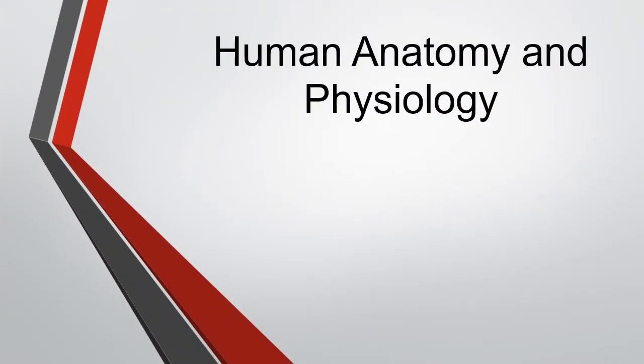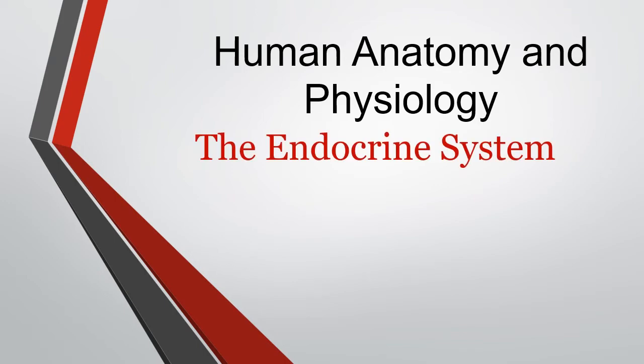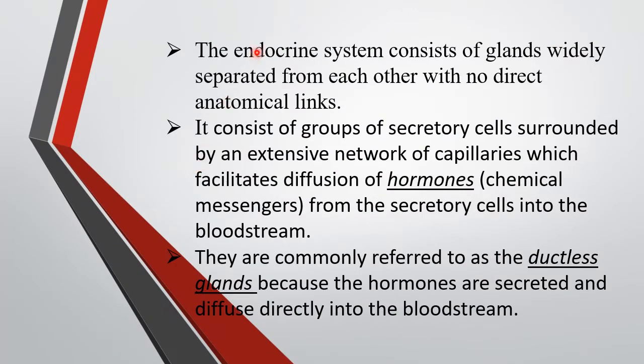So the system that we will be discussing for today is the endocrine system. So what is the endocrine system? This system consists of glands. Okay, so they are separated widely in our bodies. And these glands would consist of a group of secretory cells, no? Because they are glands that produce hormones, so they have secretory cells. And these cells are surrounded by a network of capillaries.